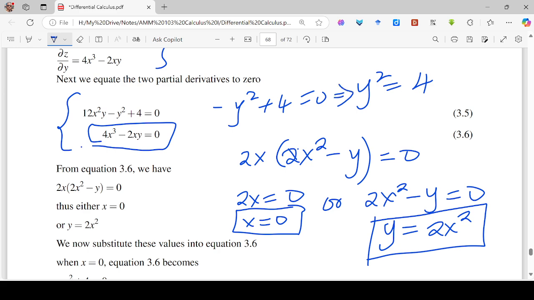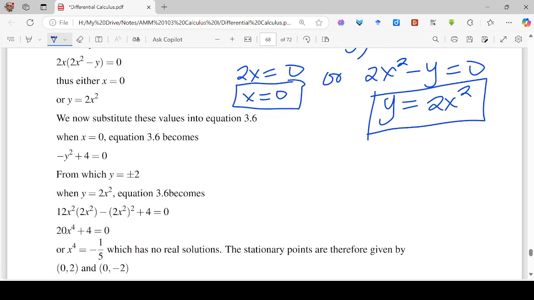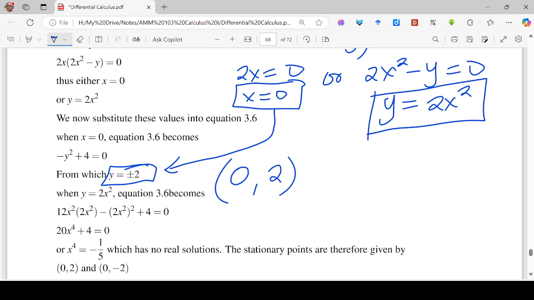So from here we get y squared is 4. So we take the square root on both sides, and that will give us y is plus or minus 2. So we see that when x is 0, y takes the values plus or minus 2. So we either have the point x is 0, y is 2, or the point x is 0 and y is minus 2. So this gives us 2 points.